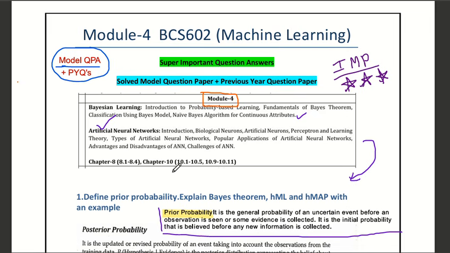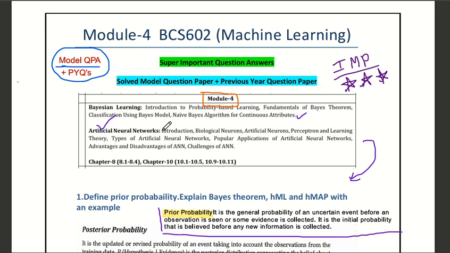So let's start. In this module 4 there are two chapters, Bayesian learning and artificial neural networks. Chapter 1, Bayesian learning, contains introduction to probability based learning, fundamentals of Bayes theorem, classification using a Bayes model, naive Bayes algorithm for continuous attributes.